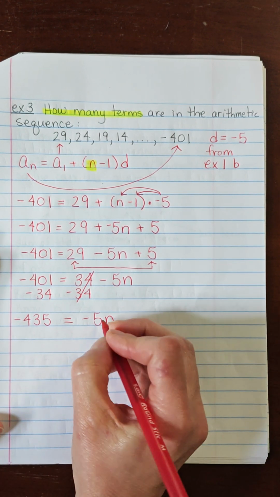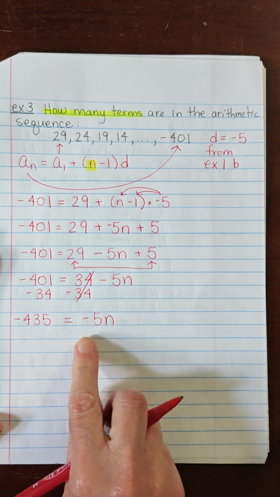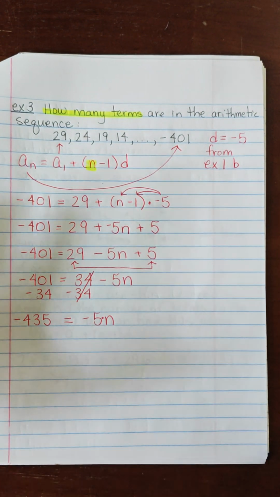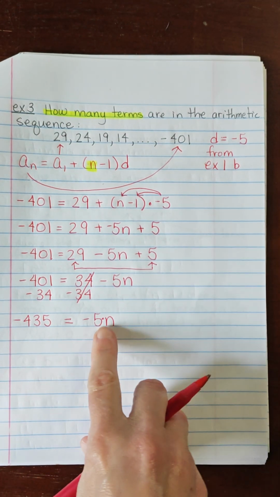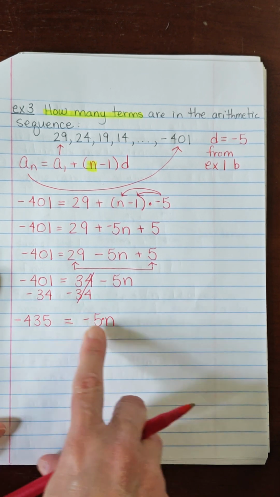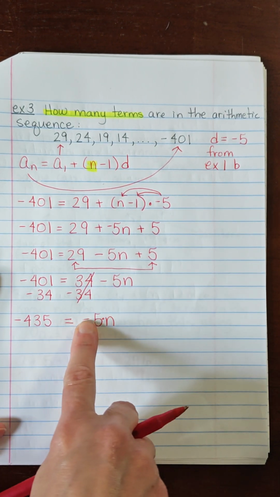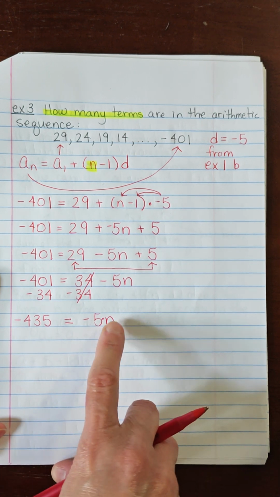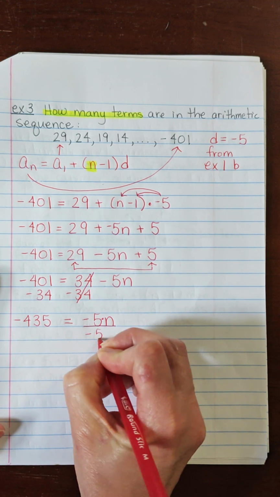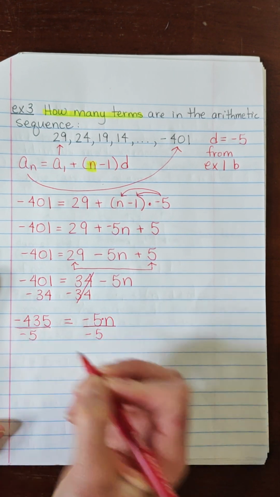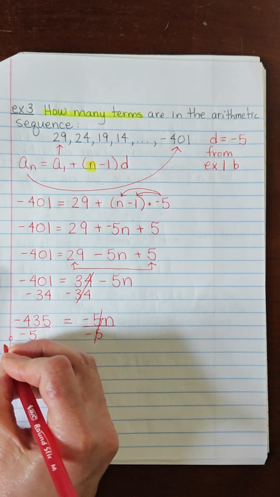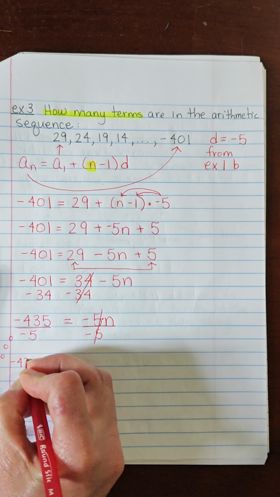And then lastly, that negative 5 smushed up against n is multiplication. So that is implied multiplication. You can't add 5 to both sides here because that's not subtraction. That's a negative number times n. So to get rid of this number with n, I have to divide both sides by negative 5. Now I know it looks like a fraction, but this is just the notation for division.